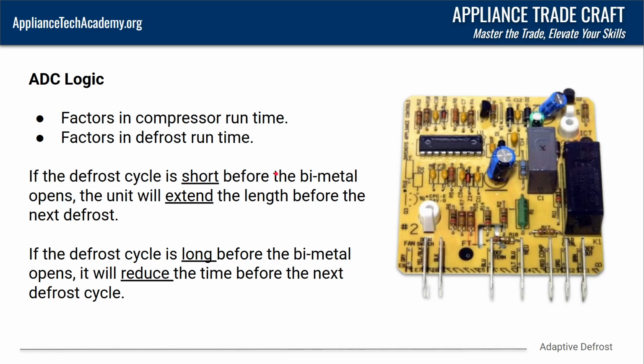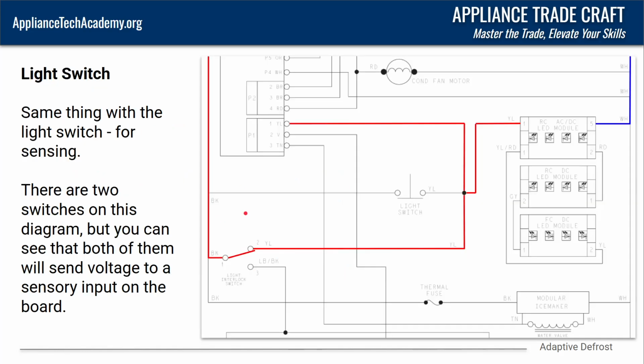On the other hand, if the defrost cycle is really long before the bimetal opens, it's going to reduce the time before the next defrost cycle. And again, if you think about it, if it's taking half an hour to 45 minutes to fully defrost an evaporator, there's a lot of buildup, so it's going to reduce that amount of time. Now, this isn't really regarding adaptive defrost so much, but it kind of is to a certain degree. And the same thing kind of applies when it comes down to the door switch for sensing.